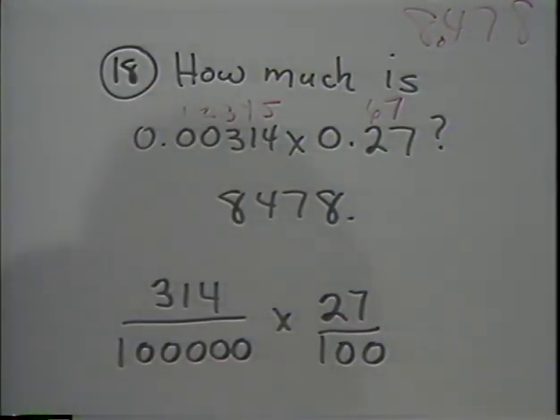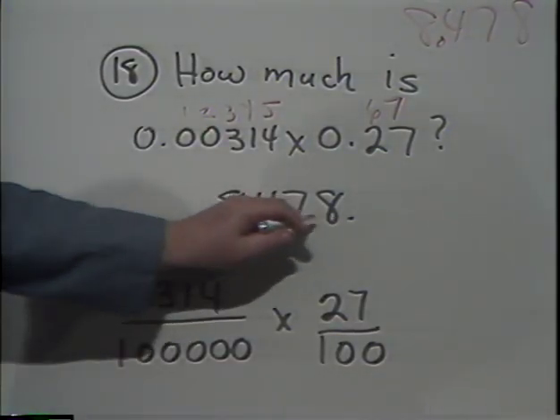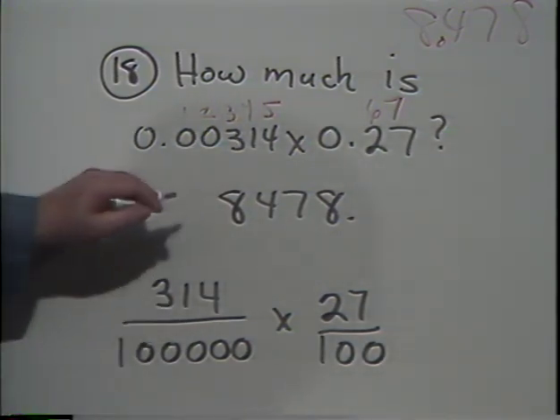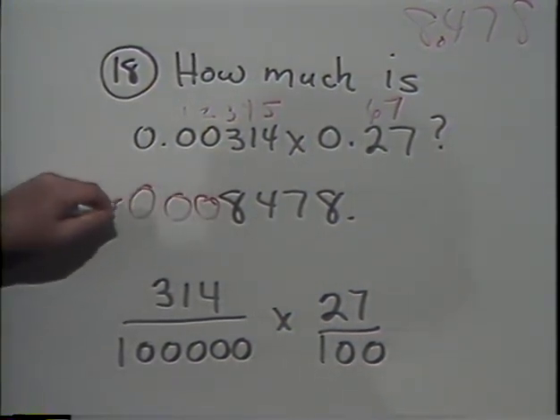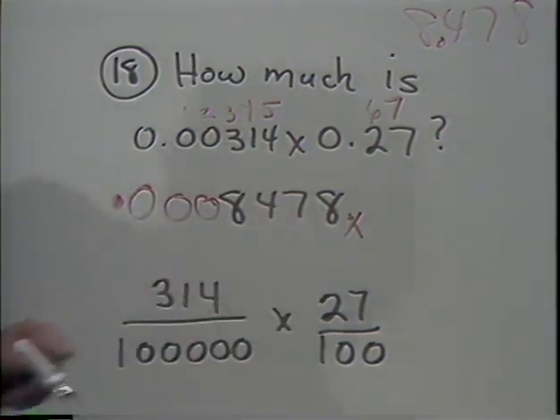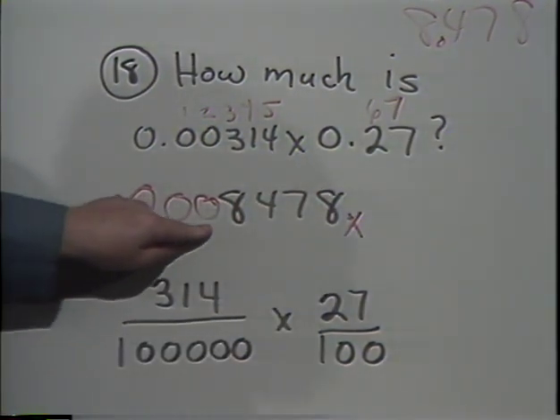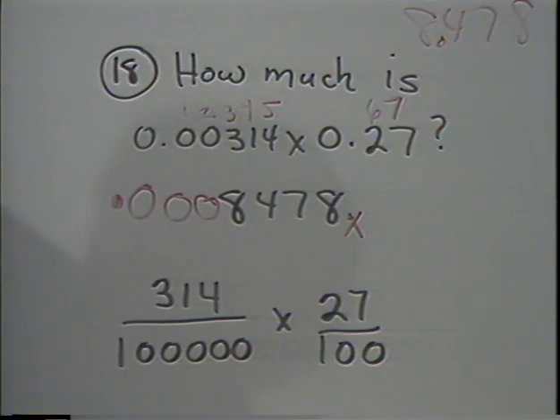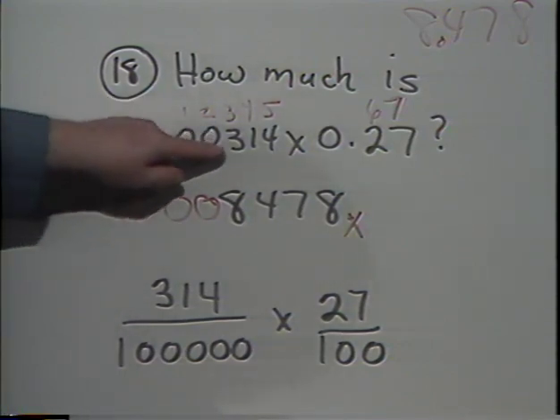So what do I do? I move the decimal point 7 places to the left. But I only have 4 digits, so I have to annex 3 zeros. Take this decimal point out. That's 0.0008478. And if you want to see why that works, you see this number is what?